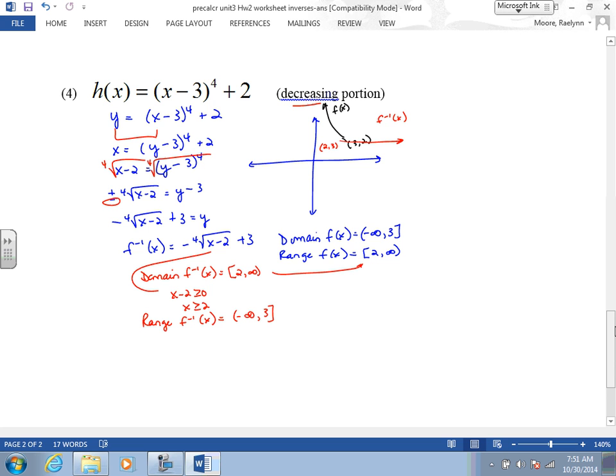Just look for your turning point, and work it the same way. Okay. I know some of you didn't do this one because the fourth root kind of threw you off a little bit.